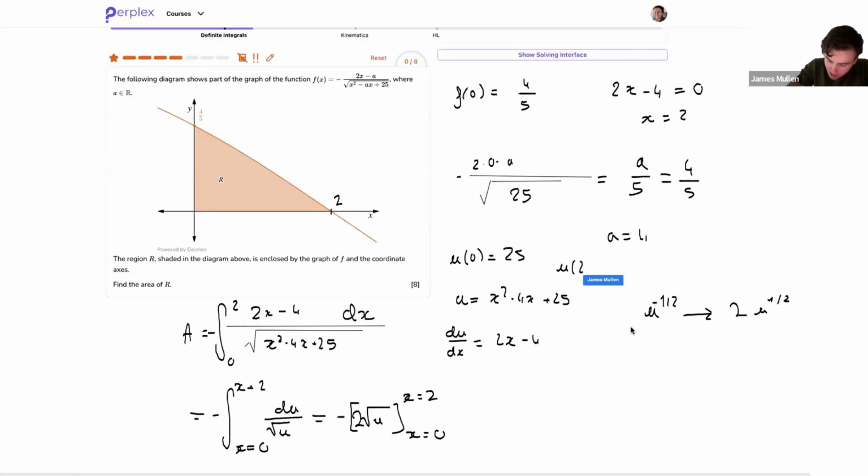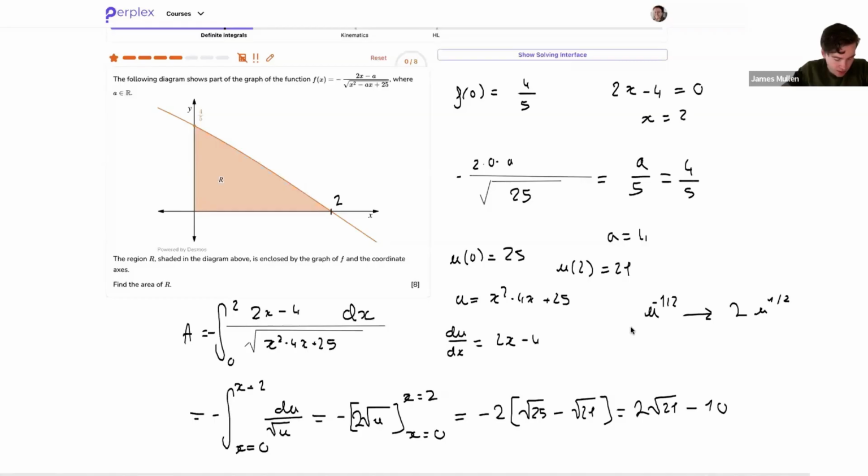And u of 2 is equal to 2 squared minus 8. So that's 4 squared minus 4 minus 8 is negative 4 plus 25 is 21. Okay? So what do I end up with? I end up with negative 2 times, and I plug in my boundaries now. I plug in the 2 one first, so square root of 25 minus the square root of 21, which is equal to, because the minus sign is going to flip everything, I'm going to have 2 root of 21, and then the root of 25 is 5, so I'm going to have minus 2 times 5 is minus 10. And that is my answer.